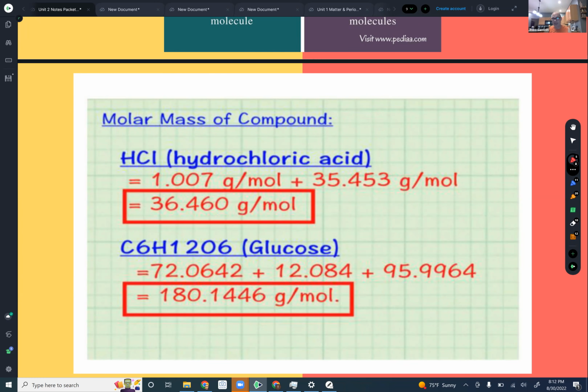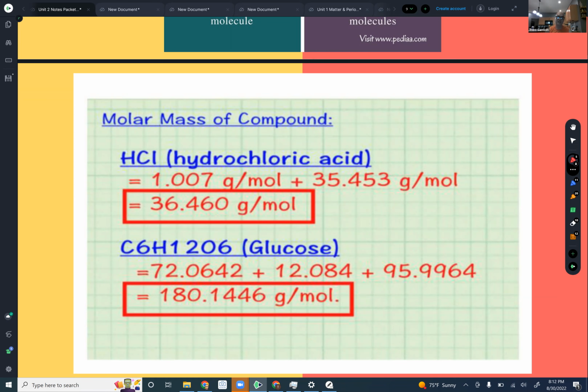So here we go. I've got 2 elements. I've got H and Cl. I go on the periodic table and I find out the weight of hydrogen is 1. I find out the weight of chlorine is 35.5. I add those together and I get 36. Well, what if the formula was not that simple? What if it had more elements? What if it's C6H12O6, glucose?